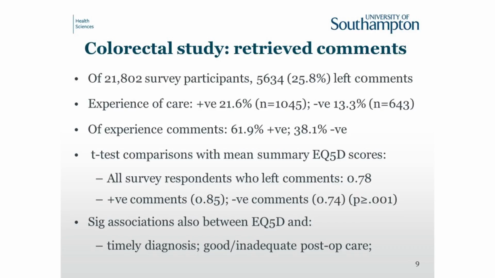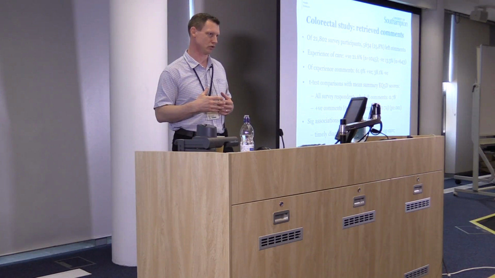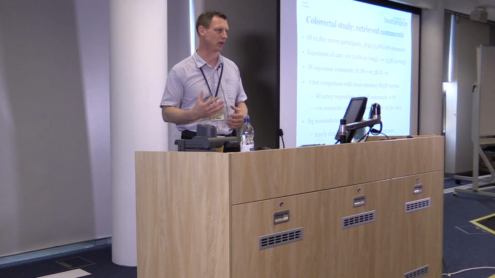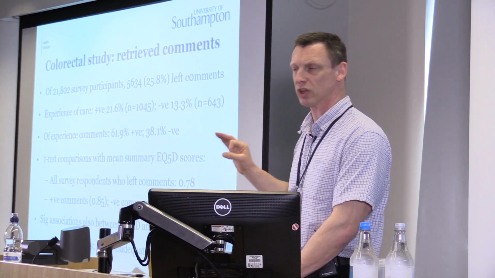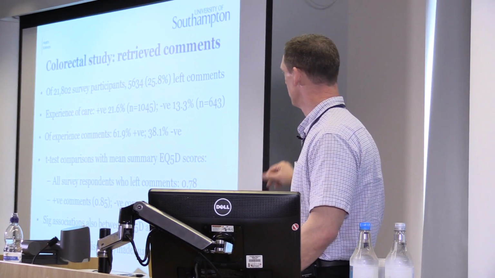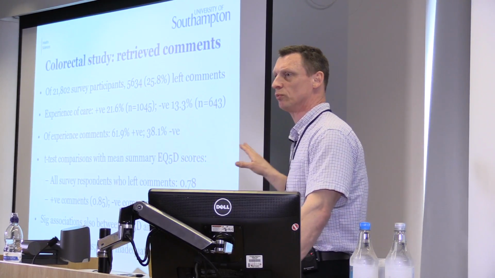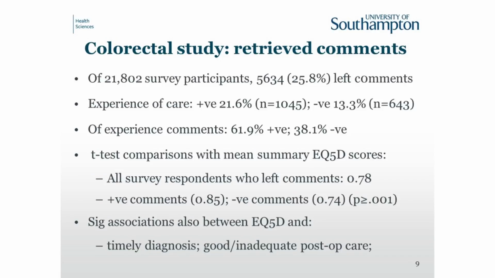Now, we did t-test comparisons with the EQ5D score that patients indicated. Within the surveys there was a health-related quality of life measure called the EQ5D, and you can make a summary score of that to determine how well somebody feels they are doing. And we compared this with whether patients reported positive or negative comments in the text boxes. For all survey respondents who left comments, the mean EQ5D score was 0.78. For positive it was higher, 0.85. For negative it was lower, 0.74, and this was statistically significant.